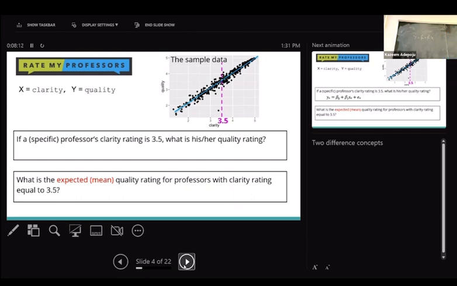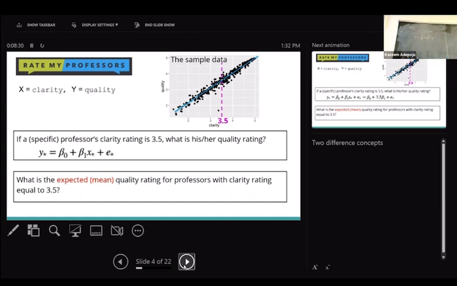Clarity 3.5. And in the second one, also clarity 3.5. Okay, we're going to have the same result. But what kind of model am I going to use if I want to make individual prediction and if I want to make an average prediction?